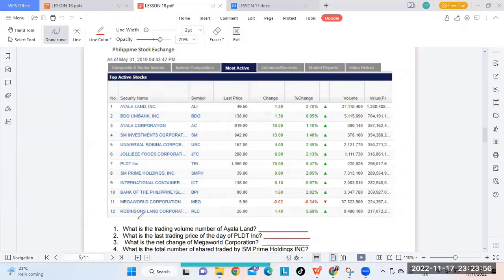Okay, so for question number 1, what is the trading volume number of Ayala Land? So let's look for Ayala Land. Okay, nandun siya sa number 1. And for Ayala Land we are looking for the trading volume. Nasa symbol, last price, change, percent change. Ayun, we have the volume. So, we have 27,118,400.